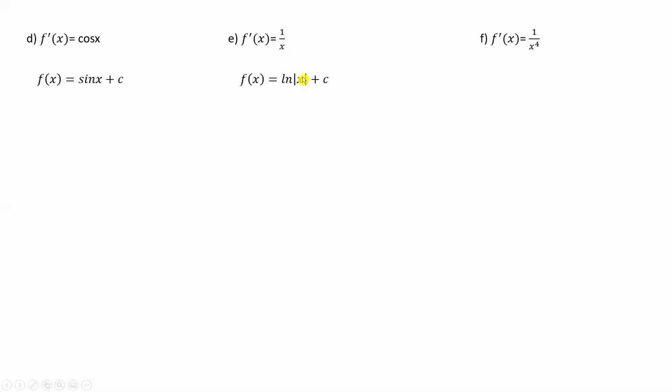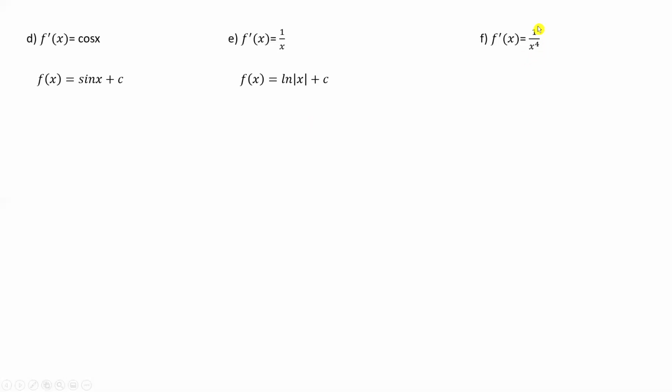Now, why is that? What's happening here? This function, if you think of the domain, the only problem is x equals 0. So it exists for negatives and for positives. When you just have ln x without the absolute value bars, it only exists for positive numbers. So the reason we're putting the absolute value bars is so the domains of these two functions are the same. If you put absolute value bars around x, if x is negative, the ln of that still exists. And then add c so that we've answered all possible answers.